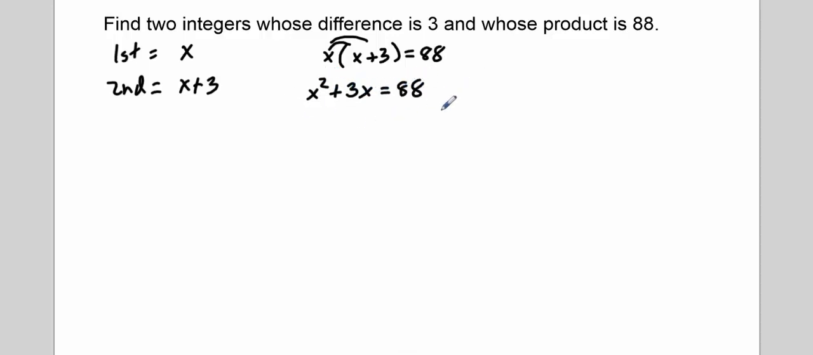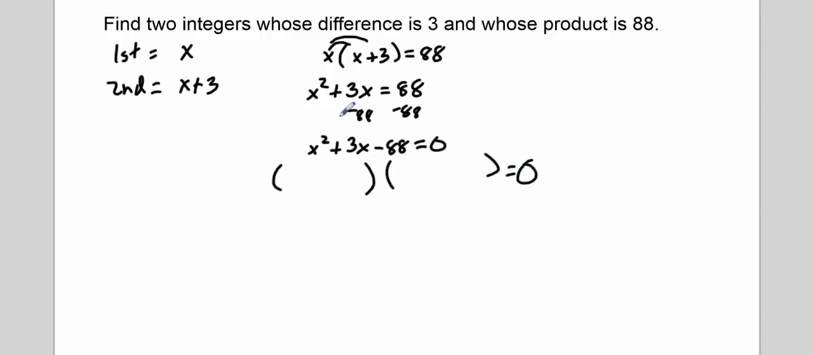Since I have an x squared here, I want to set it equal to 0. Subtract 88 from both sides. There will be no like terms on the left side. So x squared plus 3x minus 88 equals 0. I now need to find two terms that multiply to 88 and add to 3. 8 and 11 will do that. I need a positive 11 and a negative 8.